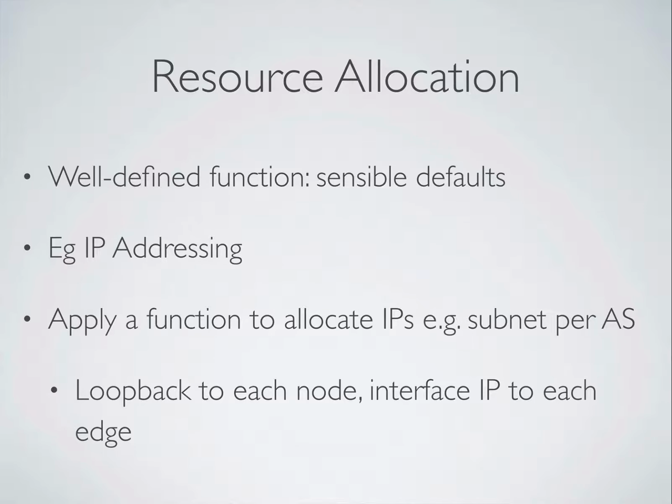Resource allocation also works in this approach. We wish to use sensible defaults, such as for IP addressing if the user doesn't specify, but also allow them to define a custom function. For instance, for IP addressing, we can define a sensible default which takes a sequence of numbers and maps them onto the nodes, such as allocating a function that provides an IP address for each subnet for each AS. This includes a loopback for each node and an interface IP to each edge.